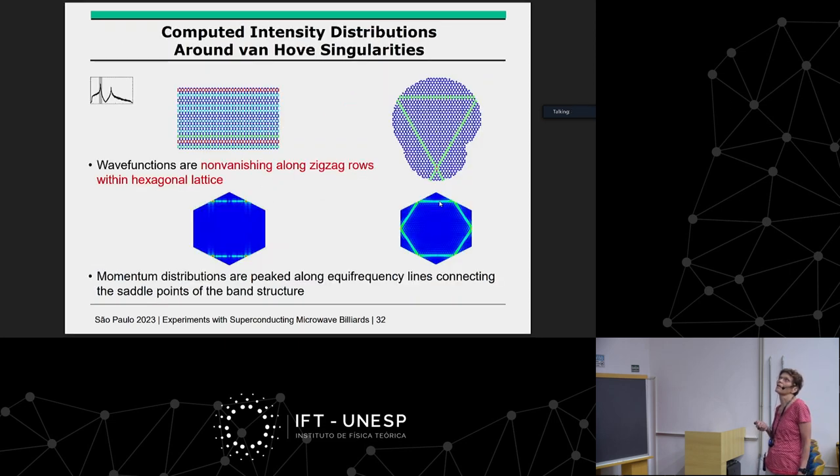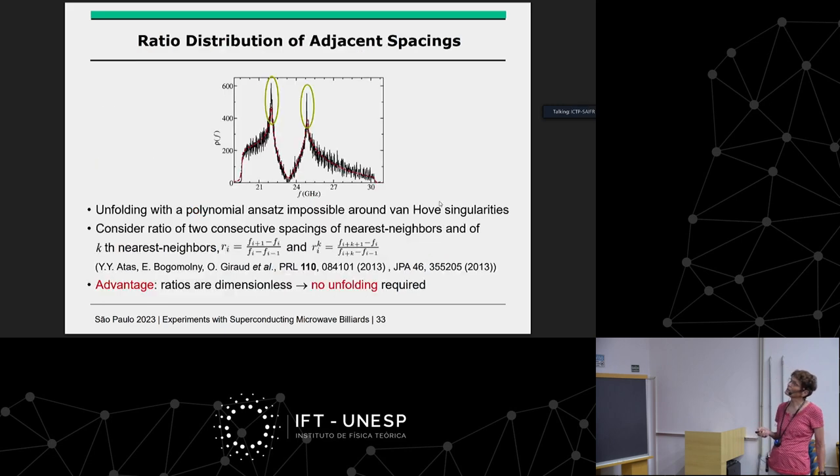Now, we also looked at properties in the vicinity of the van Hove singularities. In the vicinity of the van Hove singularities, the waves are localized along interior zigzag edges, and the momentum distributions are non-vanishing only along the isofrequency lines which couple the saddle points. And for the spectral properties, one has to be careful, because in the vicinity of these peaks you cannot simply unfold anymore.